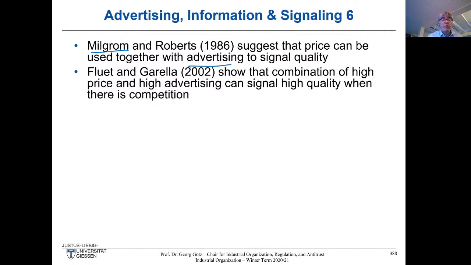There's another paper by Fluet and Garella who look into the situation when there is competition among two or more firms. Okay, and there you can also have a similar combination of high price and high advertising, which can signal high quality. So the Milgrom-Roberts as well as the Nelson paper is actually a monopoly paper or a single firm paper where you just don't know whether the quality of this product is high or low. And this will remind you very much of economics of regulation, where we very often dealt with this kind of questions. Fluet-Garella is one where we have competition.